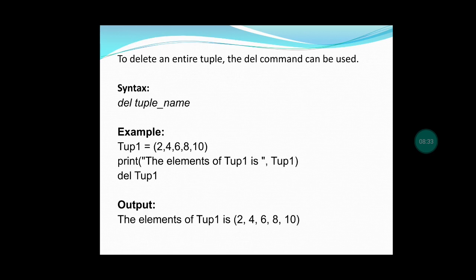Next, for deleting the entire tuple, we are using the command del. The syntax is del tuple name. Simply we can give del and the tuple name, and the entire tuple will be deleted. In this example, tuple 1 equals 2, 4, 6, 8, 10, and we are giving del tuple 1, so the entire tuple will be deleted. Before deleting, we are printing the tuple elements. So we are getting the answer: the elements of tuple 1 are 2, 4, 6, 8, 10. After that, we have given del tuple 1, so the entire tuple will be deleted.